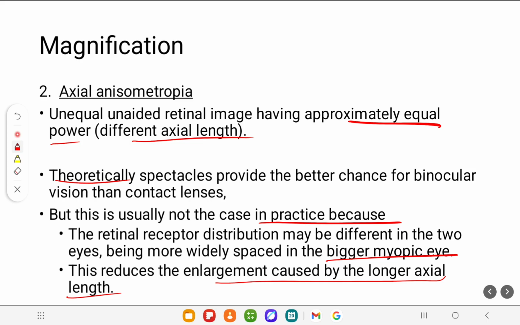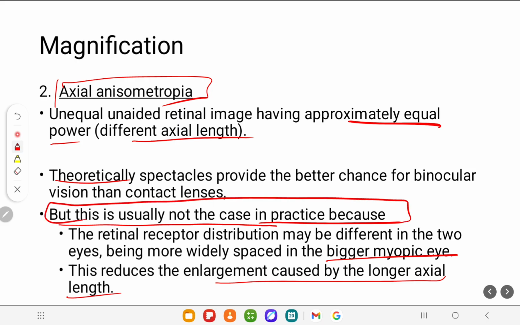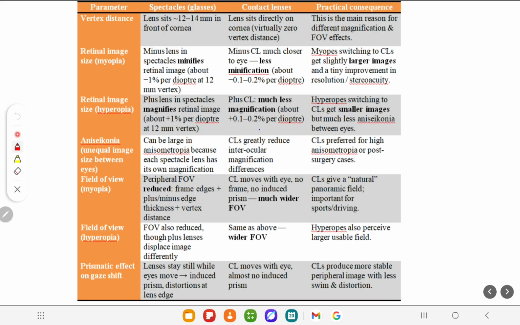So I think that's the visual perception thing. But remember that theoretically, yes, if axial anisometropia is there, you have to correct with spectacle. Knapp's law and all these things. But practically, contact lens is always preferred in clinical setup. Okay, so let's do a few slides and then we finish.